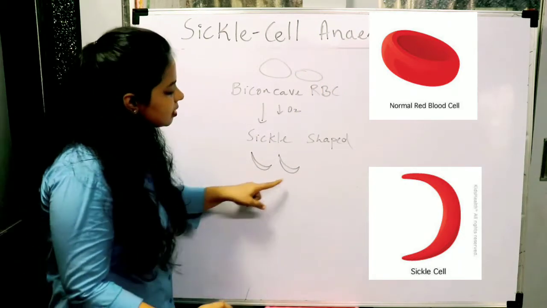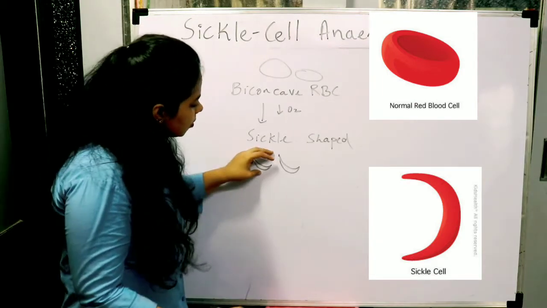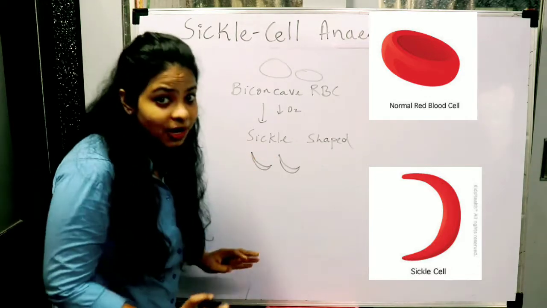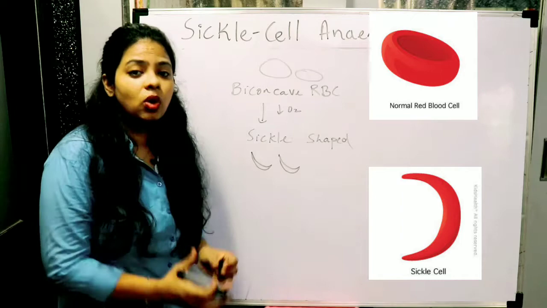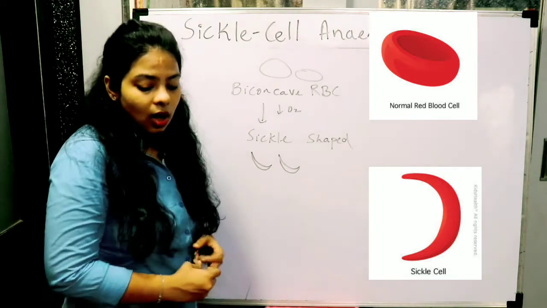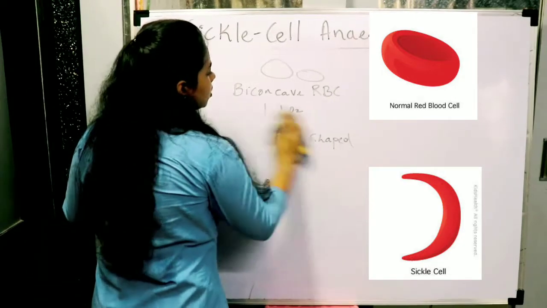Now because of this, the person won't be able to carry oxygen. The hemoglobin is abnormal, so it won't be able to carry oxygen to all the parts of the body, and because of this the person suffers from anemia.